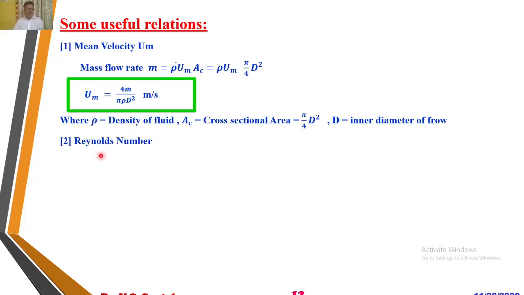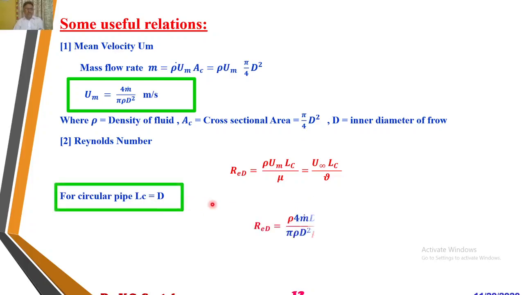Number 2, Reynolds number. Reynolds number is calculated to decide the nature of flow. So in the case of internal flow, our Reynolds number will be Re_D is equal to rho Um Lc over mu, is equal to U infinity into Lc over nu. For a circular pipe, the characteristic length Lc will be equal to its internal diameter. So Re_D will be, putting the value of Um.